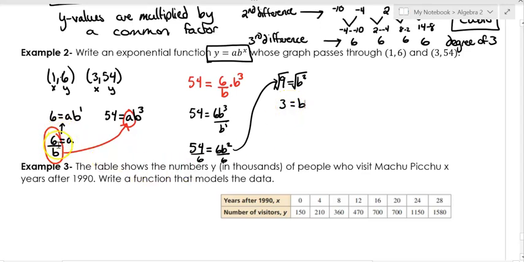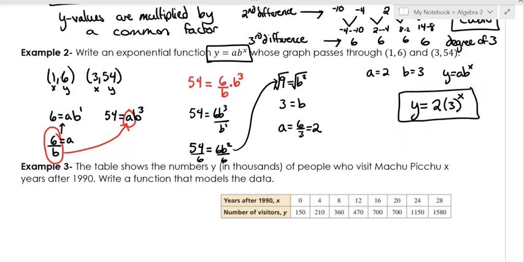Here's your equation for a right here. It says a equals 6 divided by b. So that tells me a is 6 divided by 3, which is 2. So if a is 2 and b is 3, and you have this format, then you know y equals a is 2, b is 3, to the x.